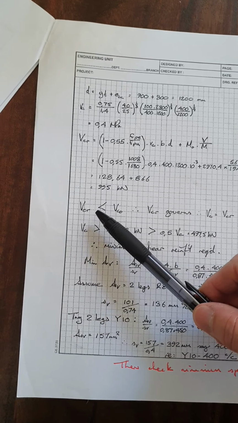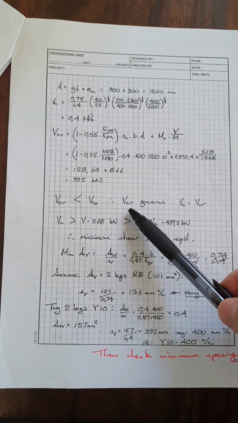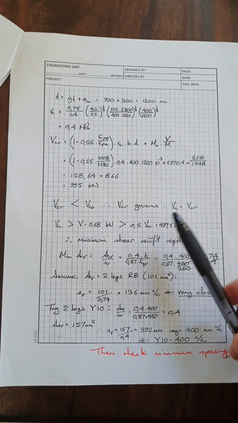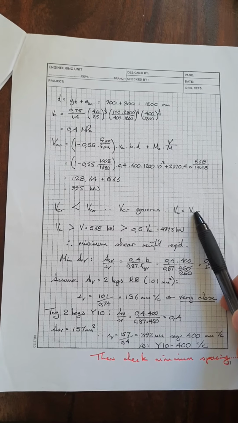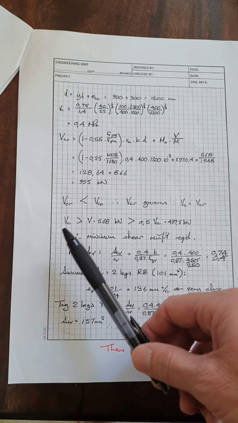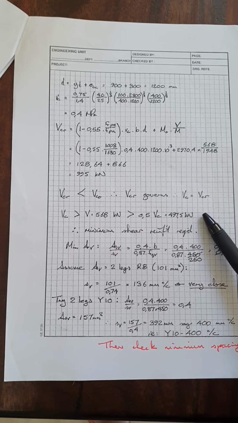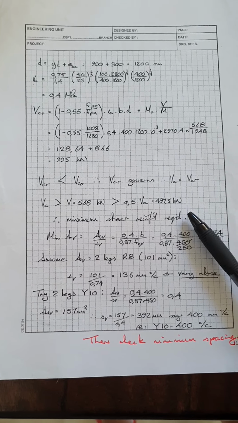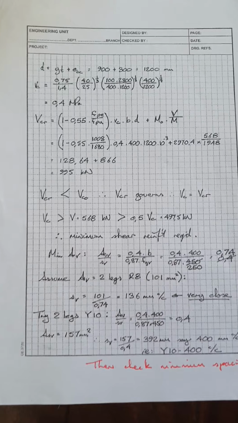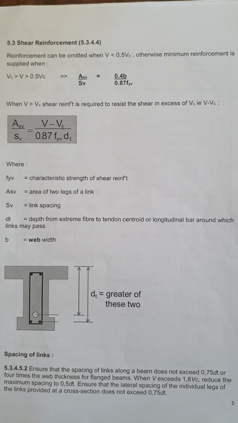VCR, we need to compare VCR and VCO. So VCR is less than VCO. In that case, VCR governs. So VC is equal to VCR in this case. We need to do the comparison here to see what kind of reinforcement we need to put in here. Before we do that, let's go back to the notes. Okay, back to the notes here.